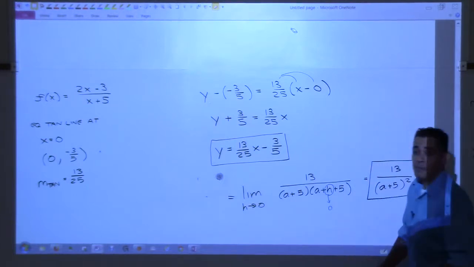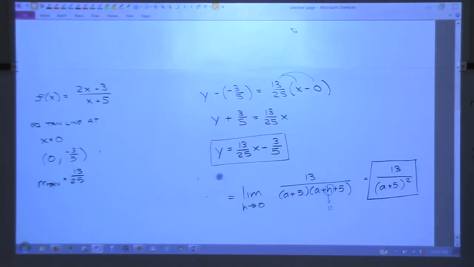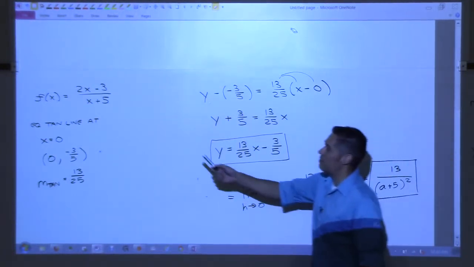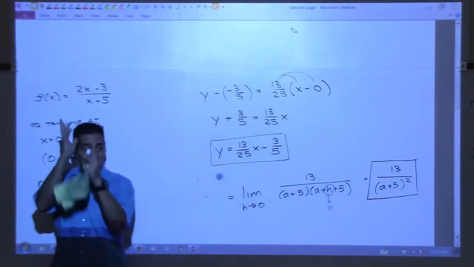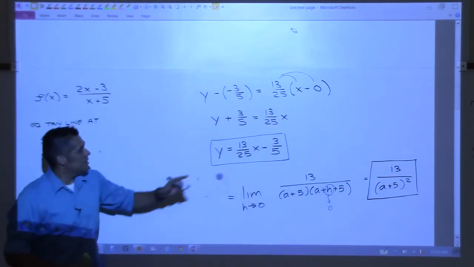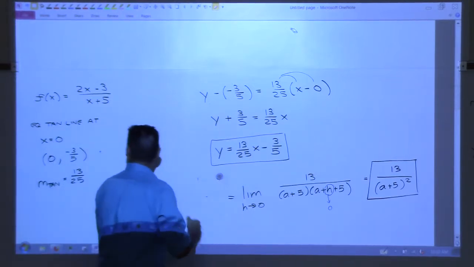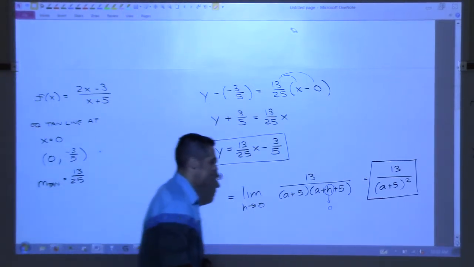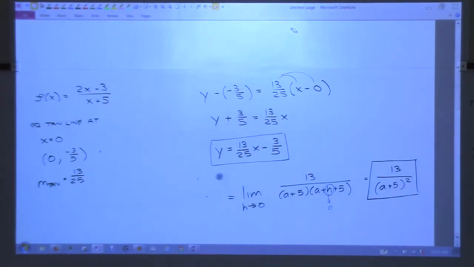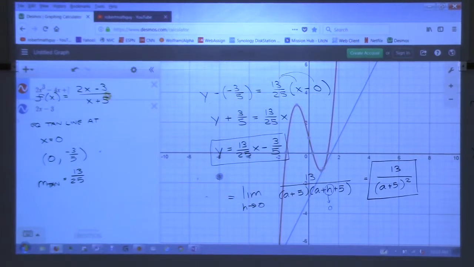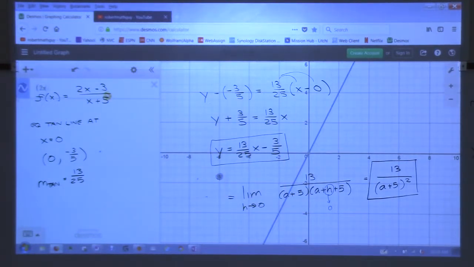So if I go to my computer now, and I ask the computer to graph this, it's going to graph this crazy rational function. And then I'm going to have it graph that line, and that line should hit the graph at this point, and it should be tangent to the graph. We shall see. So let's change this to 2x minus 3 over x plus 5.